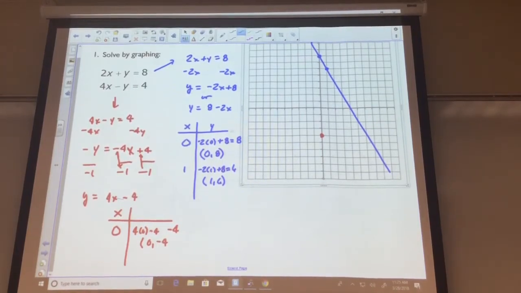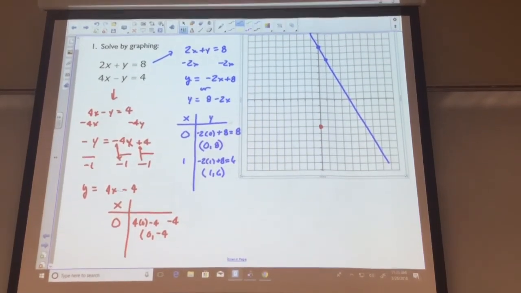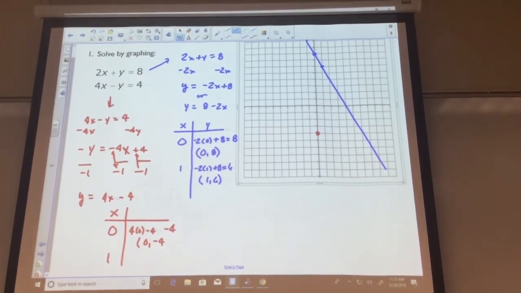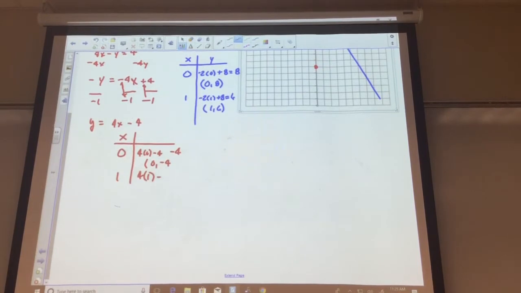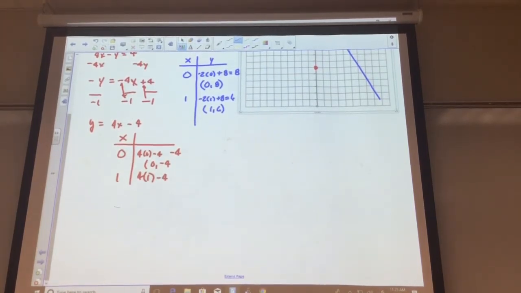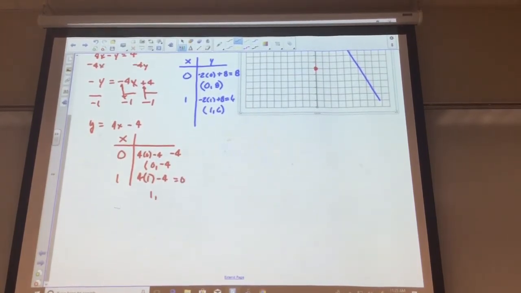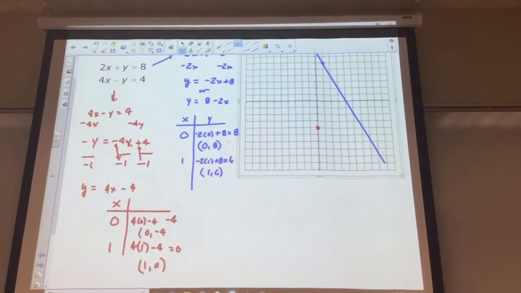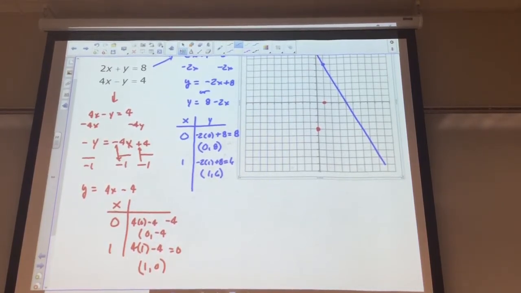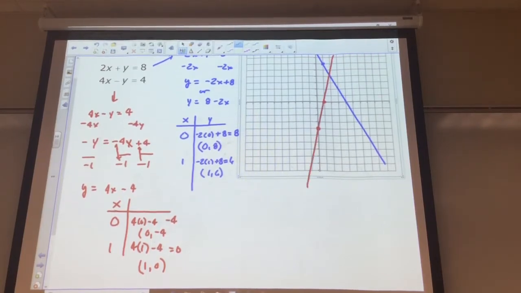And then, what do you want next? 1, fine. So 4 times the value of 1 minus 4 gives us a value of 0. So now we have a 1, 0 that we're going to graph. And 1, 0 ends up being right here. And now if I connect the dots with those, what I'm hoping for is if this is a consistent system, that those lines will intersect one another.